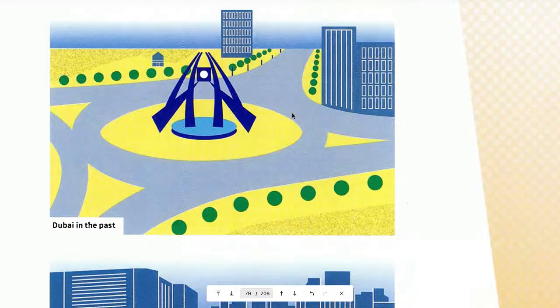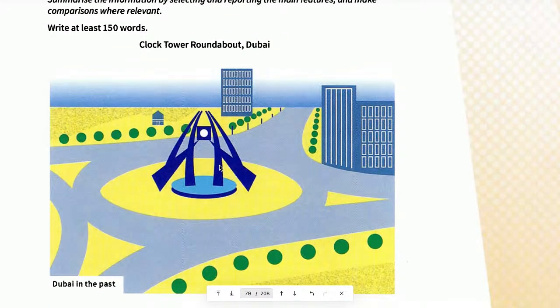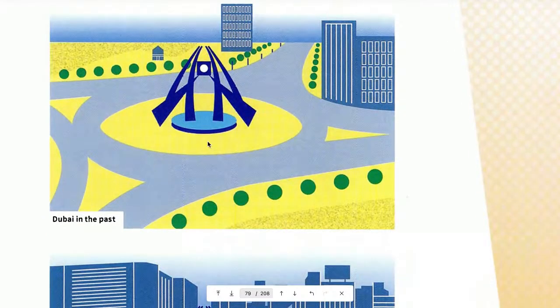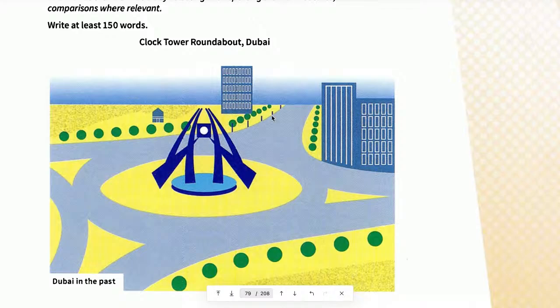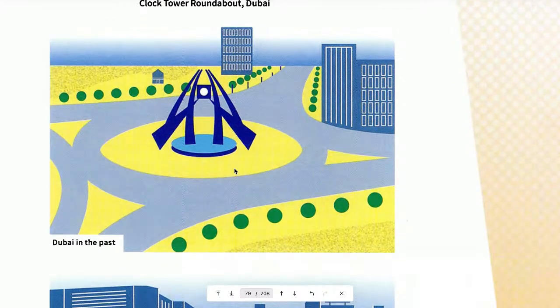So in the first paragraph of the body you need to describe the first map. Normally you will describe the first map, and that is Dubai in the past. And why describe the first map? Sometimes you just say what remains the same. Don't try to say too much about what changed. Just say what remains the same, and focus on describing the map in the past.